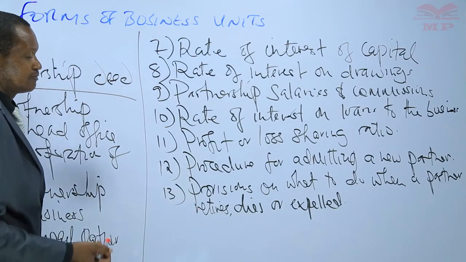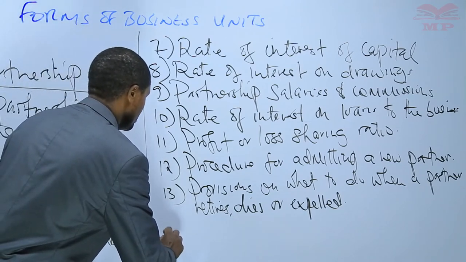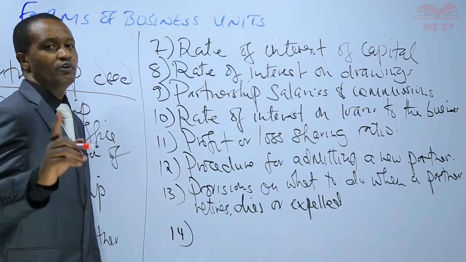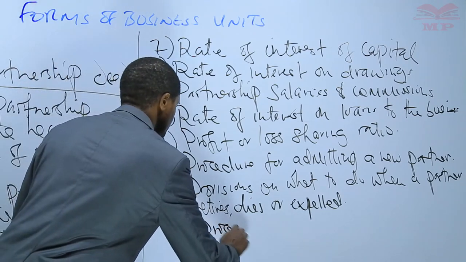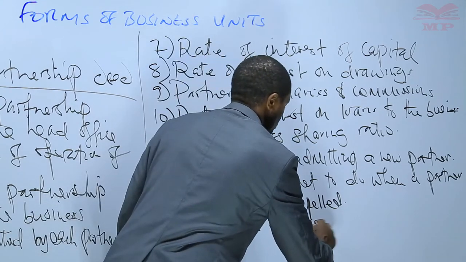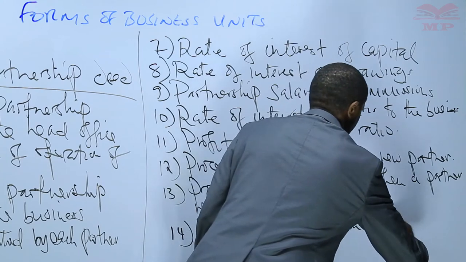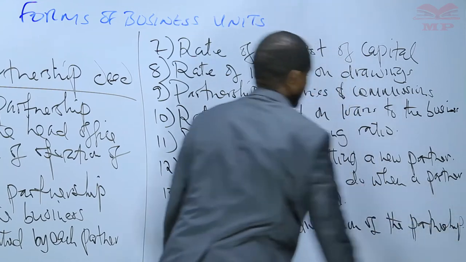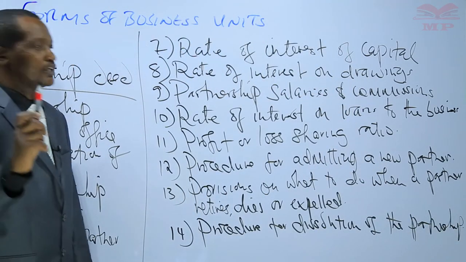Then lastly is number 14, procedures for dissolution. Procedures for dissolving the partnership. Dissolution of the partnership. So these are some of the common items that you'll find in a partnership agreement.